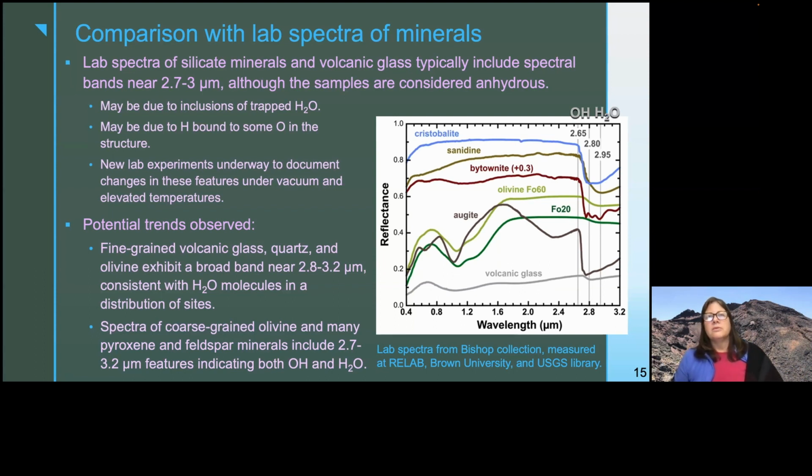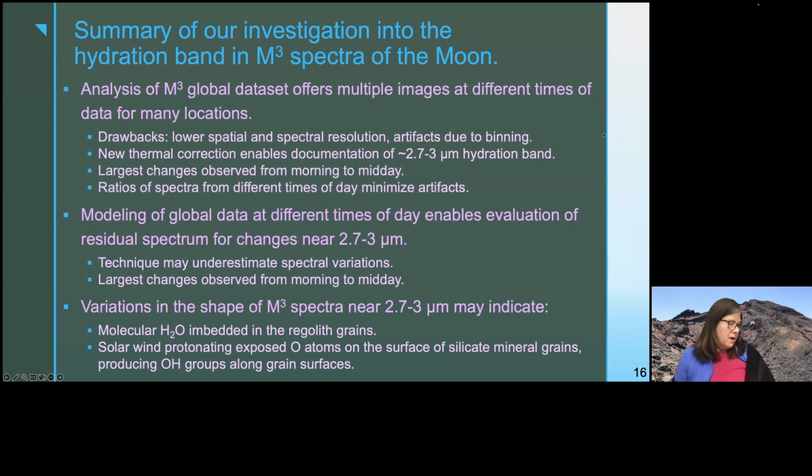And we also heard a lot of lab experiments in the last 2 talks about causes for OH and water in olivine or other minerals. One thing we did note was a change in volcanic glass and quartz and olivine. Fine-grained components of these tended to have a broad distribution of water, like in this green here or the gray at longer wavelengths, whereas coarser grained olivine and many pyroxene and feldspar minerals tended to have both OH bands as well as water bands.